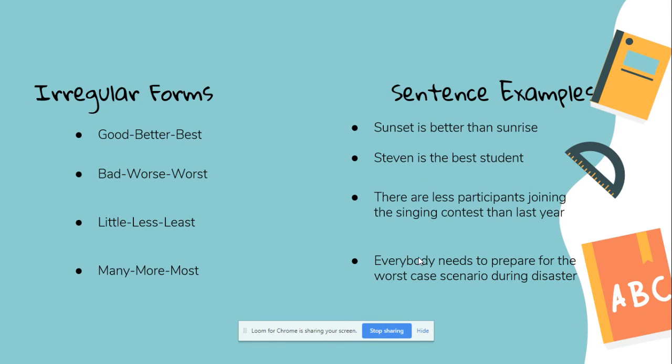Now, let's take a look at the irregular forms. Good, better, best, bad, worse, worst, little, less, least, many, more, most. Example in sentence. Sunset is better than sunrise. Stephen is the best student. There are less participants joining the singing contest than last year. Everybody needs to prepare for the worst case scenario during disaster.